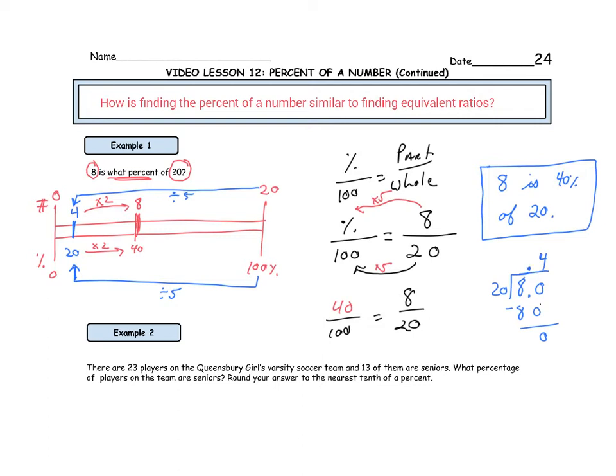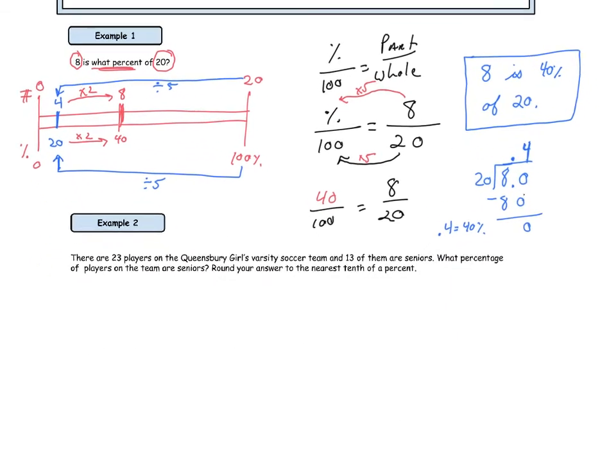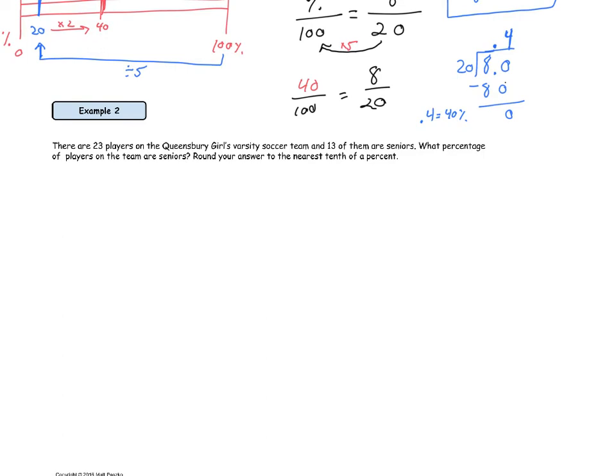That's just a decimal. Because that's a decimal, we can convert this decimal of 0.4 to 40%. So that's another way we can go about getting our answer of 40%. This may be useful for example number 2.